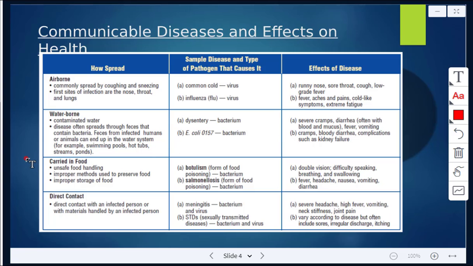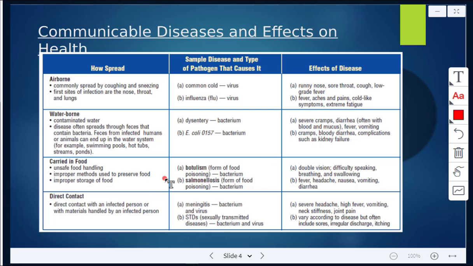Another method that these diseases are spread is carried in food. So from unsafe food handling, improper methods used to preserve food, so not refrigerating it correctly or on time, and improper storage of food. So two examples here. The first one is botulism. It's a form of food poisoning, but it's from a bacteria. Effects: double vision, difficulty speaking, breathing, and swallowing.